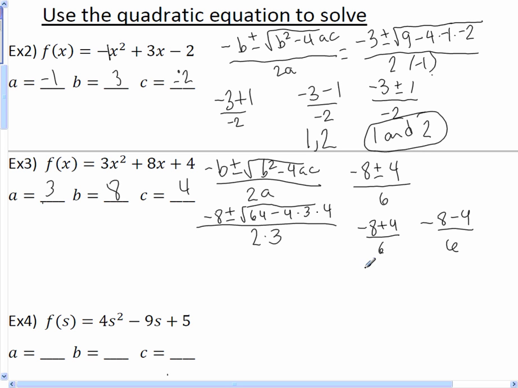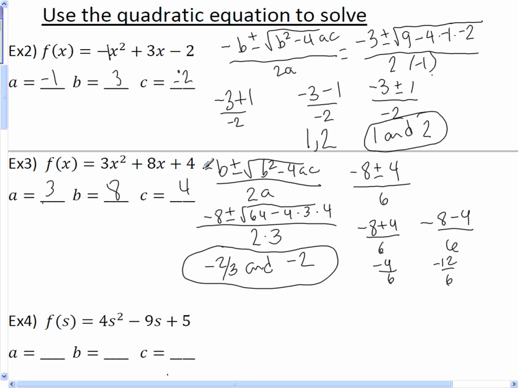Negative 8 plus 4 is negative 4, so we get negative 4 over 6. And we get negative 12 over 6. So my two answers are negative 2/3 and negative 2. What am I saying? If I graph this equation, the two places it would cross the x-axis are negative 2/3 and negative 2.